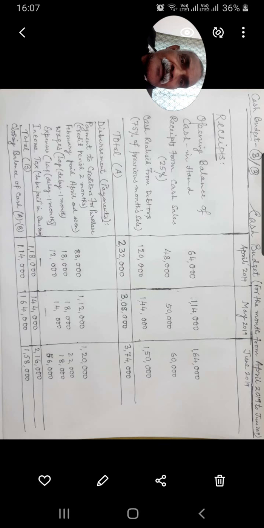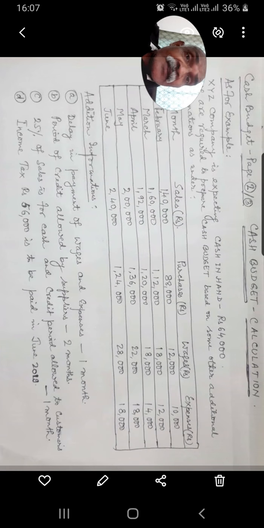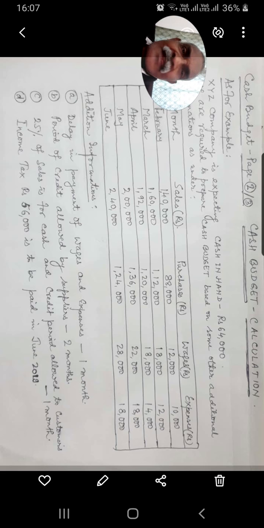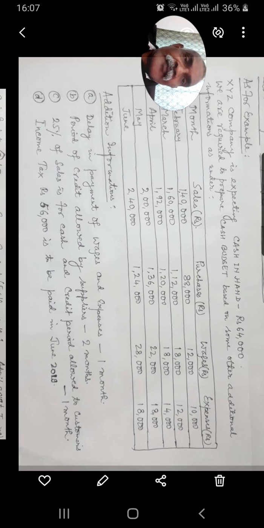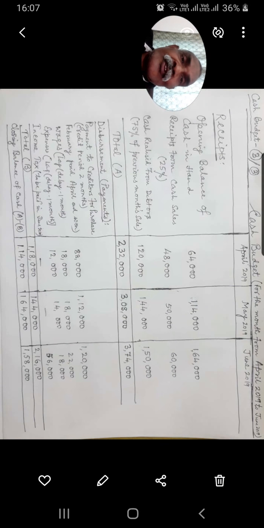Now expenses. Expenses also have a lag in payment, that is, the delay in payment is 1 month. The lag, the delay, is the same. Expenses in the month of March is how much? 12,000. So 12,000 you are paying in the month of April.